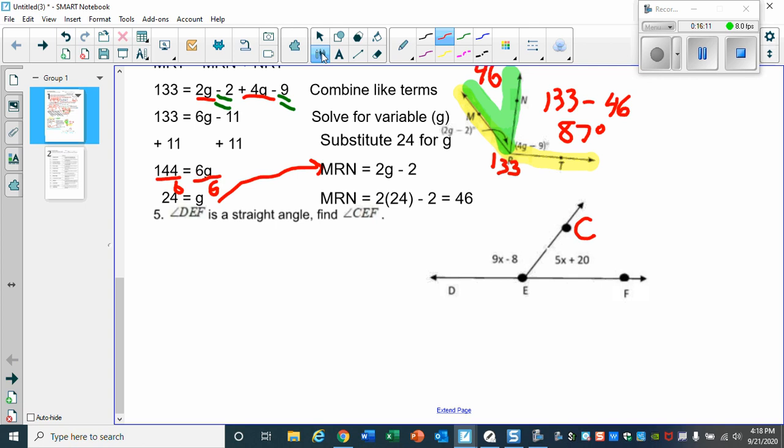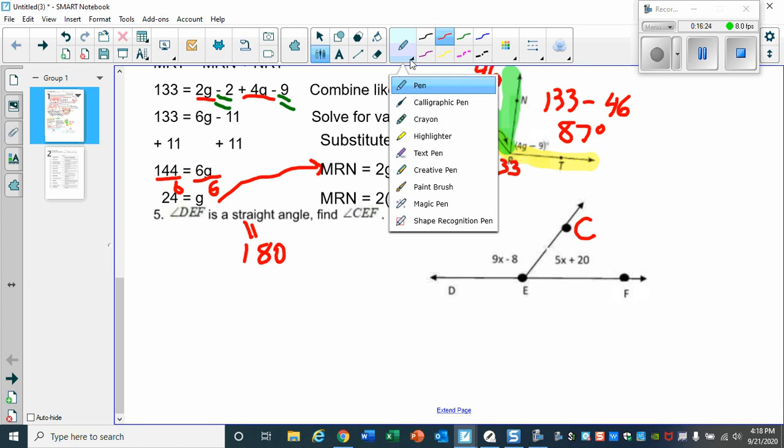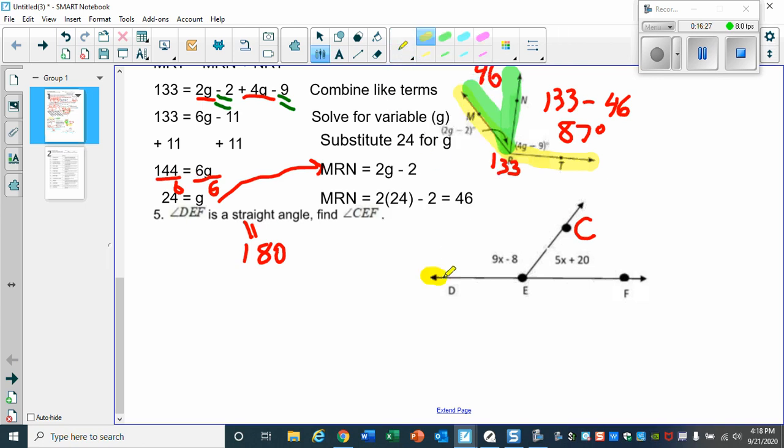So now what you do is the following. DEF is a straight angle. So if it's a straight angle, that must mean it equals 180 degrees. This whole angle right here is DEF, and that's 180. And we need to find CEF. So similar to the other problem, you're only supposed to find one of the two angles. You may have to find both, but you definitely have to find one.